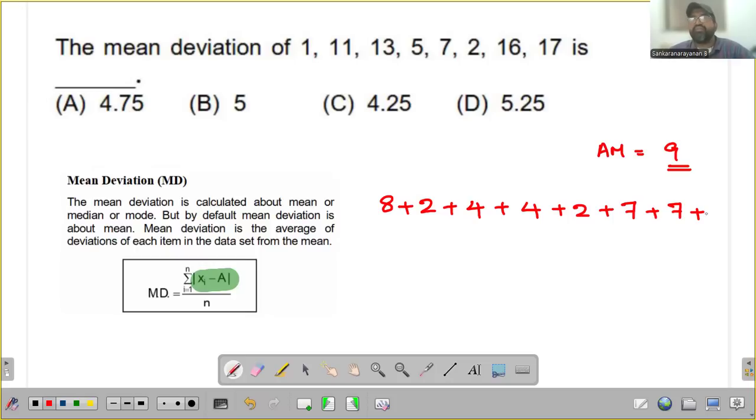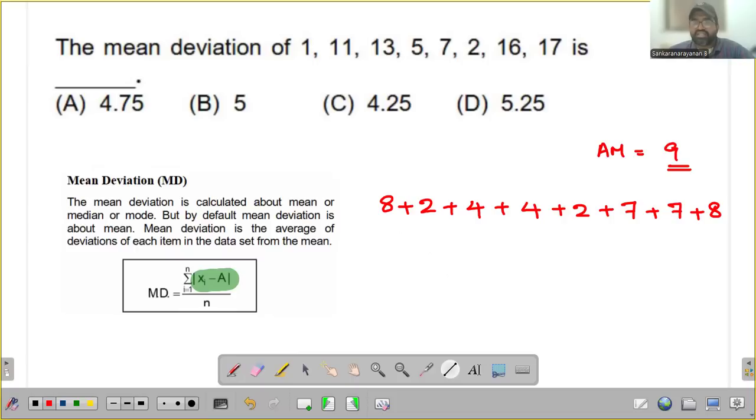And 17 from 9, it is by how many points? 17 from 9, 8 points, right? So 9 plus 8 is 17, 9 plus 7 is equal to 16. From 2, when you consider 9, it is deviated by 7 points. So this is what you are getting.